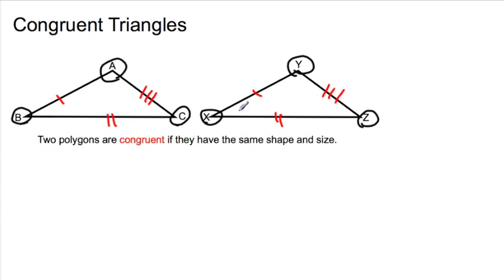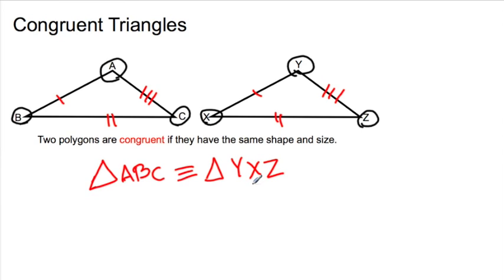So what we can say is triangle ABC is congruent to triangle YXZ. That is how we would write that down, and this is important: triangle ABC is congruent to triangle YXZ. Notice the order of the letters. It's important here because it shows the relationship between A and Y, B and X, C and Z, side length AB and side length YX, and so forth.